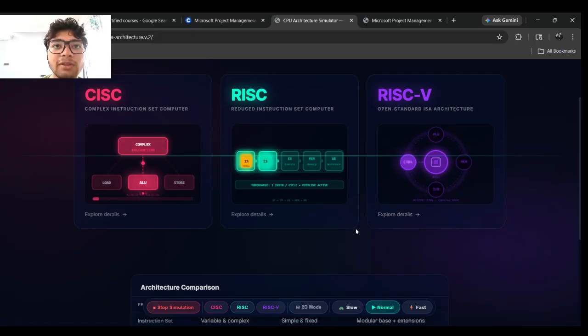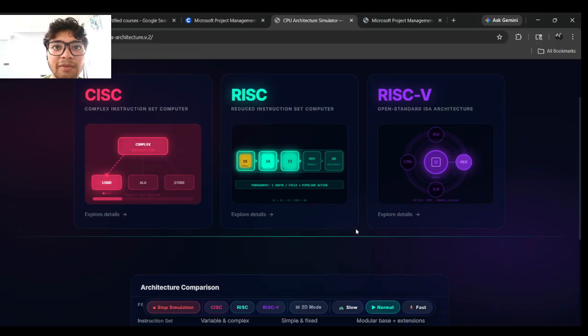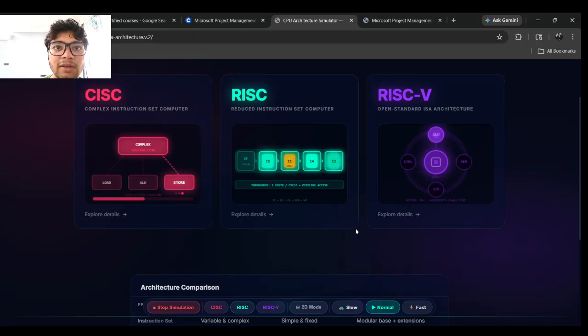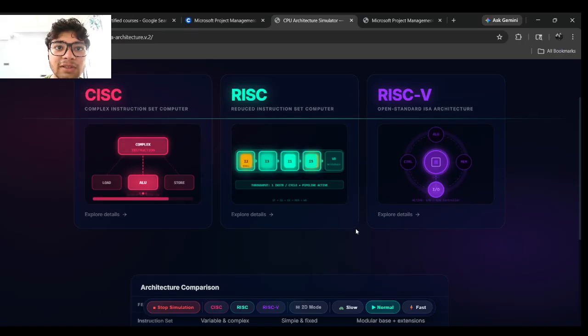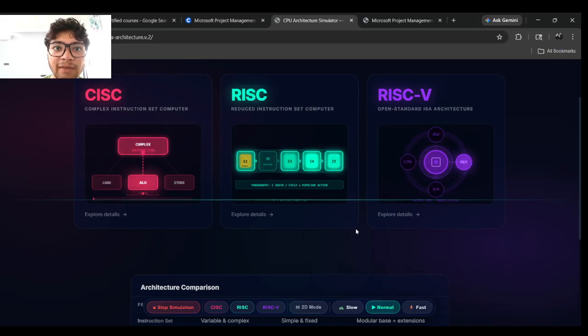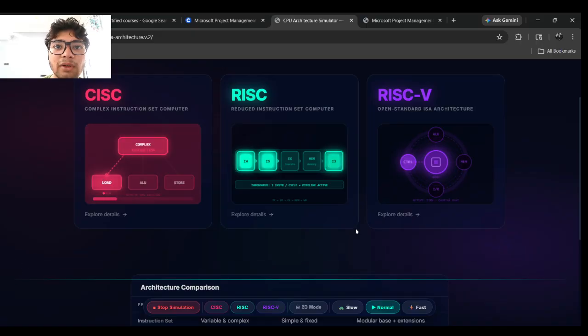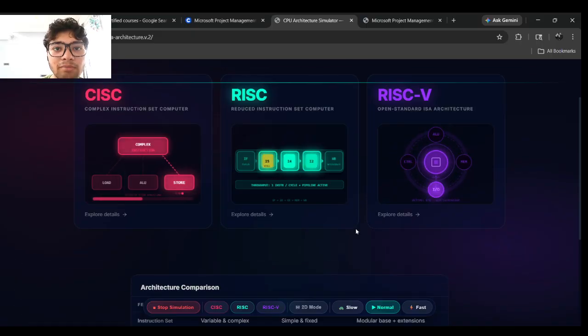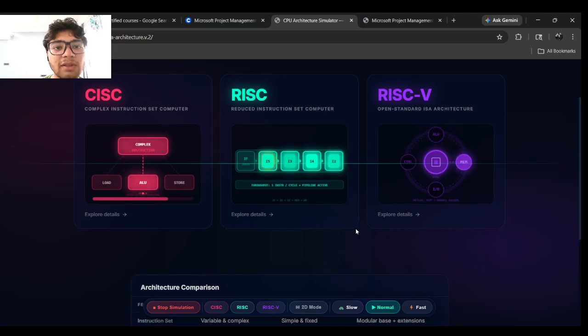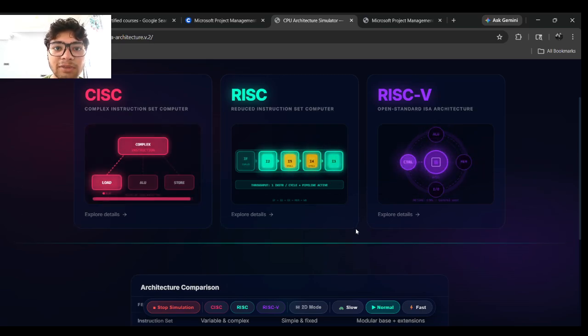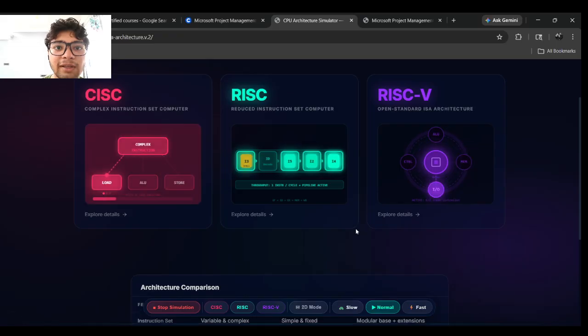So, in conclusion, this project highlights the key differences between the three major CPU architectures: CISC, which focuses on complex instructions; RISC, which focuses on fast and efficient pipelining; and RISC-V, which focuses on modular and flexible design. By using the simulation and visualization, this project makes these concepts easier to understand compared to traditional theoretical explanations.